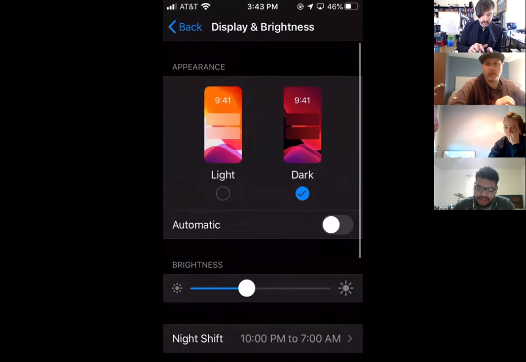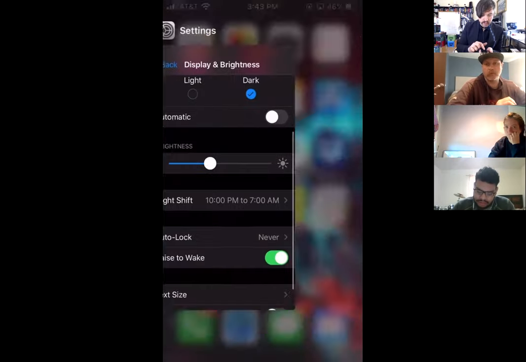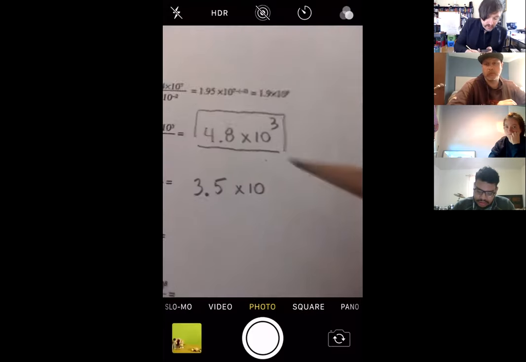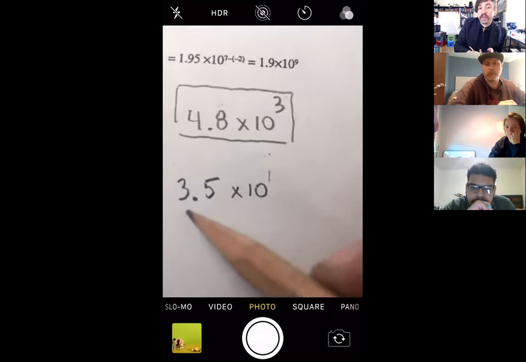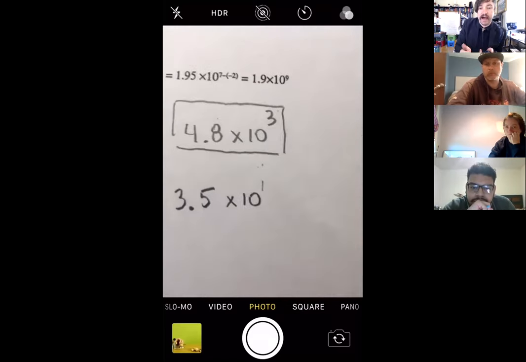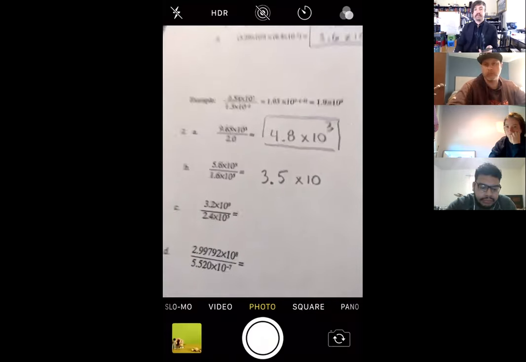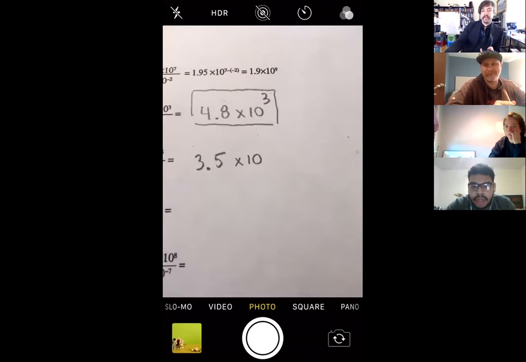Would it be to the power of 1? Well, if you did that, 10 to the power of 1 is 10. 3.5 times 10 is 35, but you don't have 35. How many times did you move the decimal point? That's right, Joel. How many times did you move the decimal point?